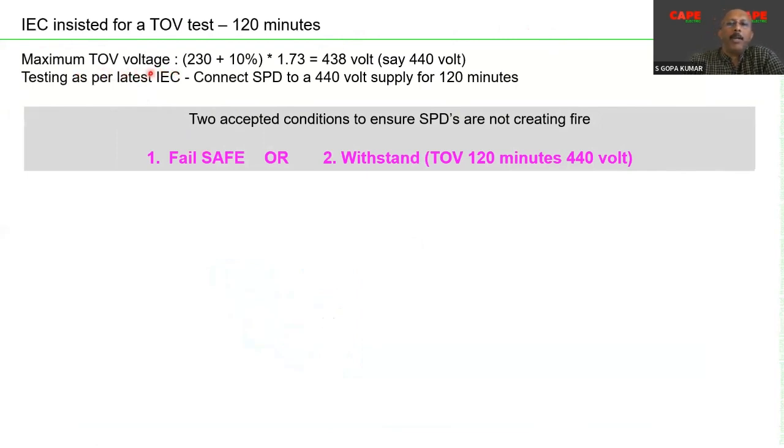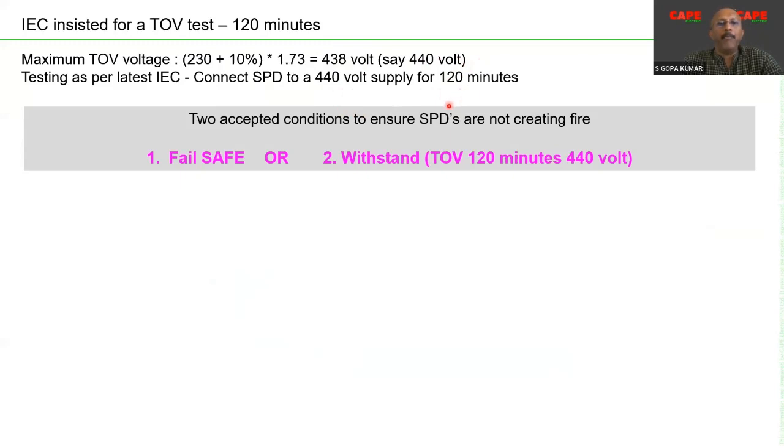Say, for example, for a line to neutral connected SPD, you make 230 plus 10% into 1.73, approximately 440 volt between line and neutral. In a worst condition, up to 440 volt can be expected for a longer time. So the standard says you connect your SPD between a 440 volt supply for 2 hours and ensure that the SPD is not blasting.